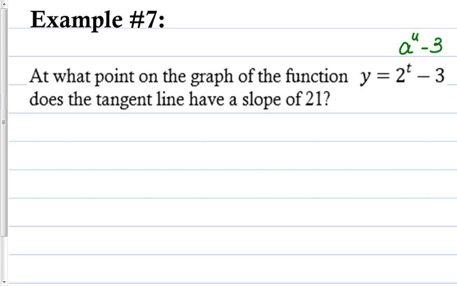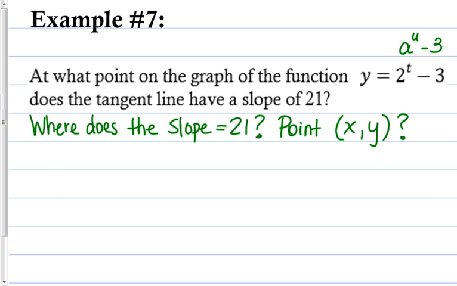So I'm trying to figure out where the tangent line is going to have a slope of 21. Okay, so there I wrote basically a translation of what this is saying. At what point on the graph of the function does the tangent line have a slope of 21? So where does the slope equal 21? In this class, slope is derivative, right? Okay, where does a derivative equal 21? And we're looking for a location, a point. So that means I need an x and I need a y. That's what we're going to do.